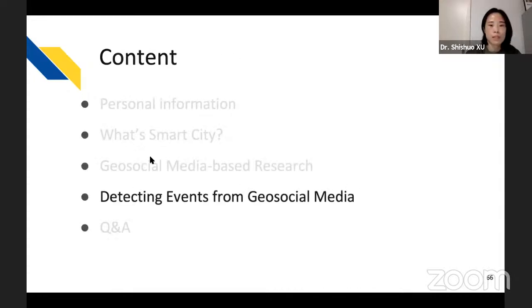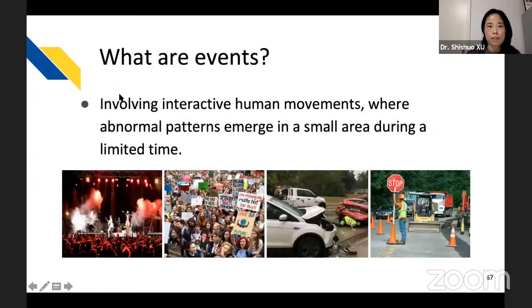Finally, I will quickly go through my PhD research regarding spatial temporal event detection using geosocial media data, mainly from the Twitter data. So what are events? I define spatial temporal events as involving interactive human movements where abnormal patterns emerge in a small area during a limited time.